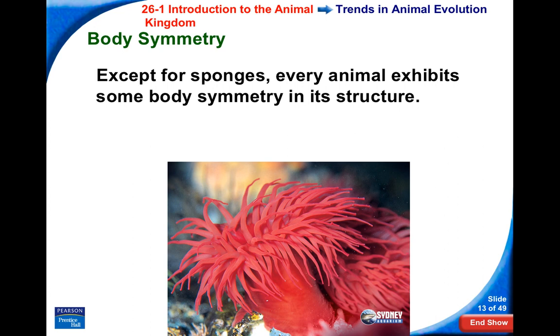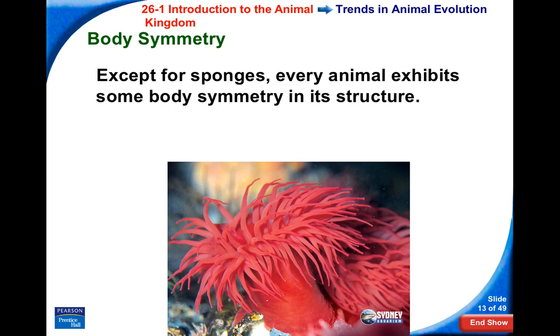Okay, so that's it for cell specialization and levels of organization. Let's move on to body symmetry. Okay, so except for sponges, which are a different group of animal that we're going to look at earlier on next semester, every animal exhibits some kind of body symmetry in its structure. Symmetry just has to do with mirror images of different sides of the body.